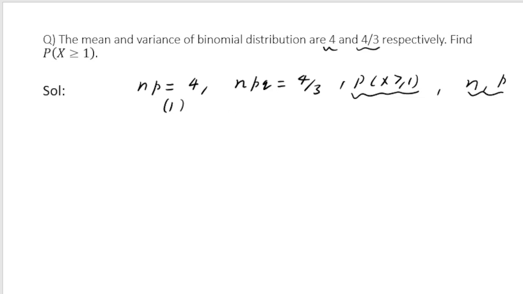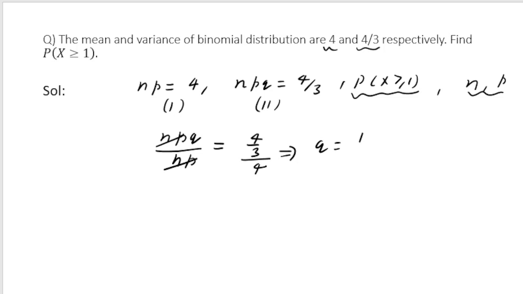So if I call this equation number 1 and this equation number 2, I can divide npq by np. So what will I get? I will get 4 by 3 divided by 4. Basically, np and np cancel, and we get q is equal to 1 by 3. And if q is equal to 1 by 3, then what is p? p is equal to 1 minus q, because p plus q is equal to 1, so it is 2 by 3. So we got p as 2 by 3.